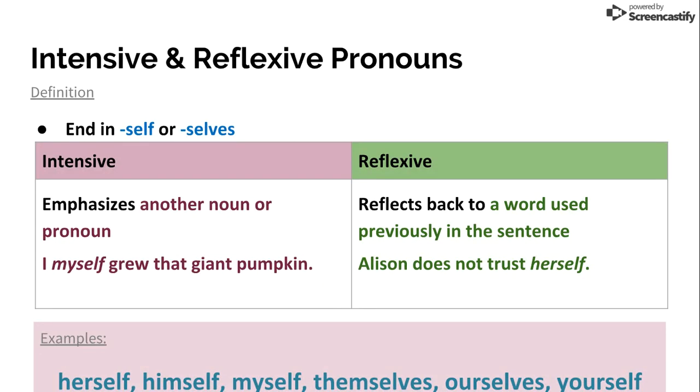Reflexive pronouns, however, are necessary to complete the sentence. They can function as direct objects that receive some sort of action. Consider the example sentence in green. Allison does not trust herself. Now, if we don't have herself in that sentence, we don't know what it is that Allison doesn't trust. Does she not trust her teacher, her friend, her weird neighbor who grows giant pumpkins? It's just not clear.